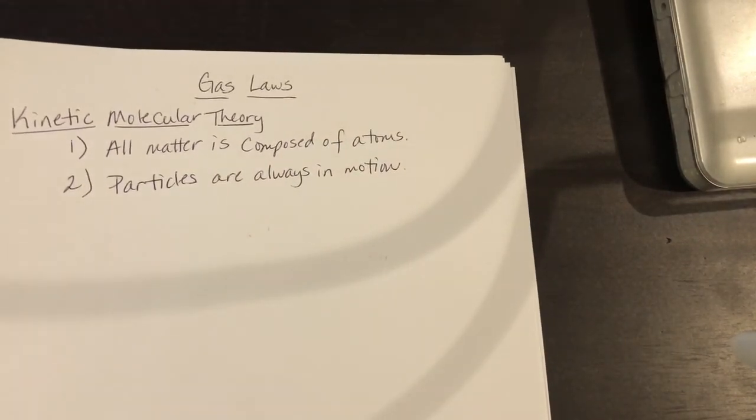So when we talk about particles are always in constant motion, we're talking about the fact that even though we have a solid, the particles are so tightly packed together that they're still vibrating with one another. And say we have a liquid, well, they're a little more spread out, but they're still moving. And gas particles are completely in random motion. They're flying throughout the room and they're always bouncing off of one another.